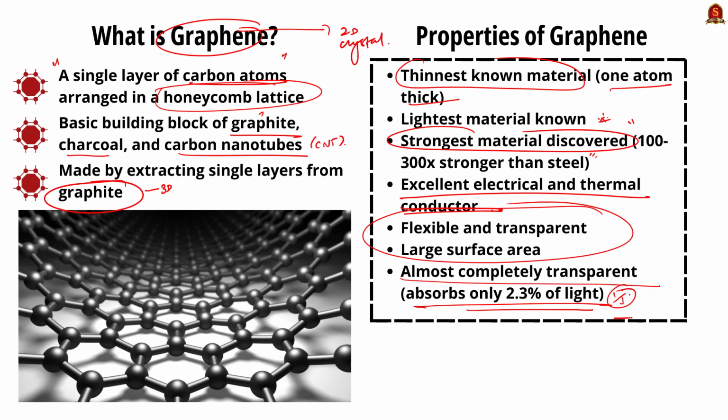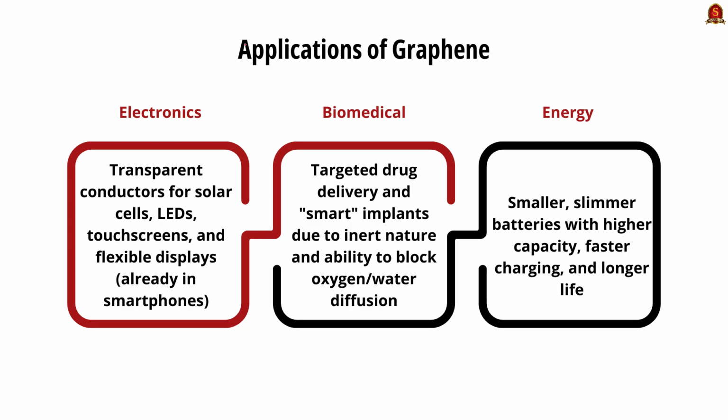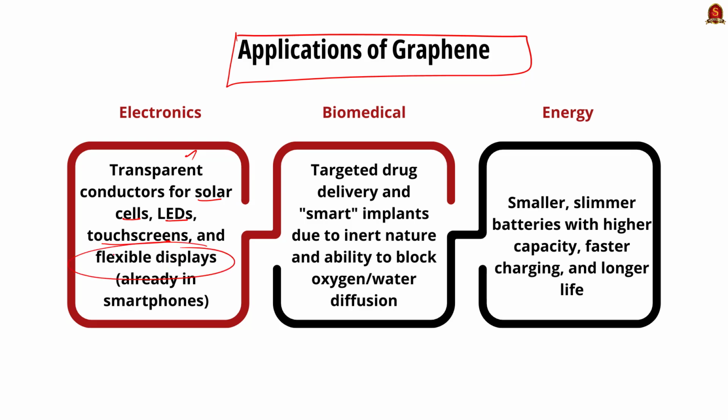Having discussed the properties, now let us move on to understand the applications. Graphene is a transparent and flexible conductor that holds great promise for various applications like solar cells, light emitting diodes, integrated photonic circuit devices, touch panels and smart windows, etc. See, smartphone products with graphene are already on the market. Know that it can be used for targeted drug delivery and smart implants. Because of its inert nature, it can act as a corrosion barrier against oxygen and water diffusion.